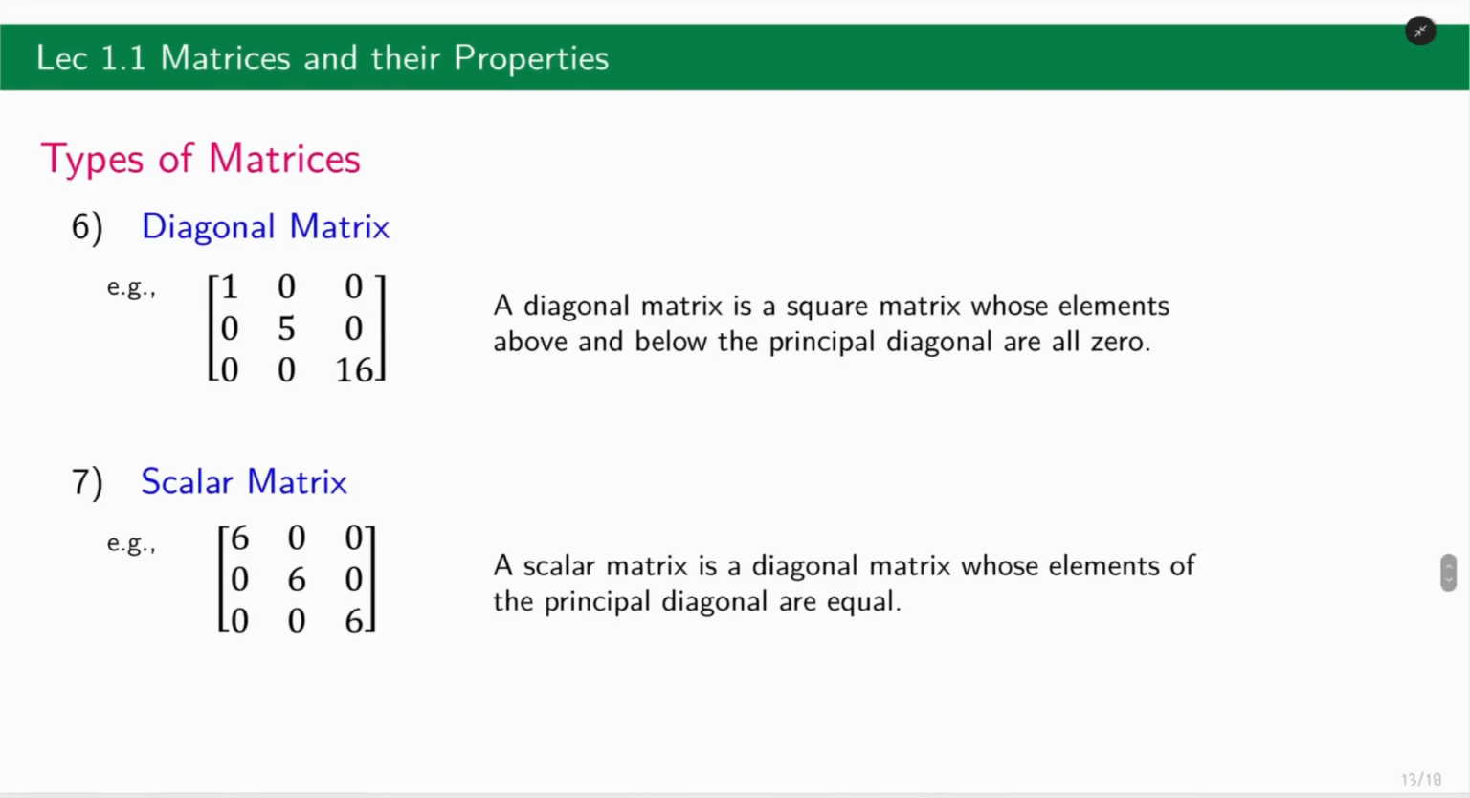6th and 7th, we have the diagonal matrix. It is a square matrix whose elements above and below the principal diagonal are all 0, regardless of the value on the main diagonal or the principal diagonal. 7th, we have the scalar matrix. This one is a diagonal matrix whose elements of the principal diagonal are all equal. So this one is a scalar matrix. Whenever you encounter a matrix with equal elements in the diagonal, that is scalar. And then aside from that, all elements above and below are 0.